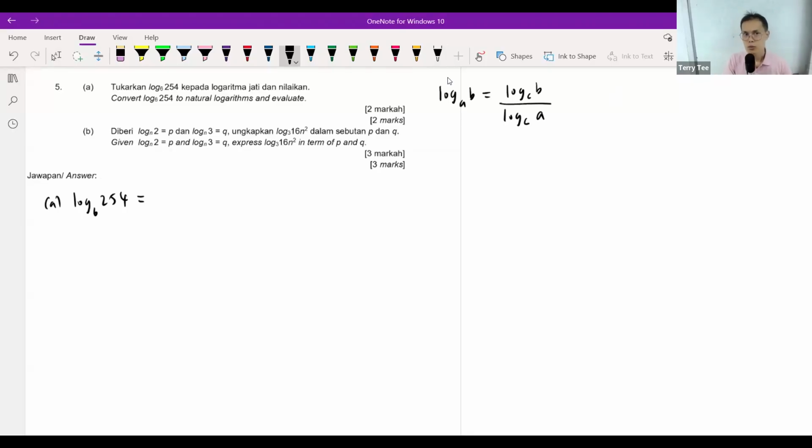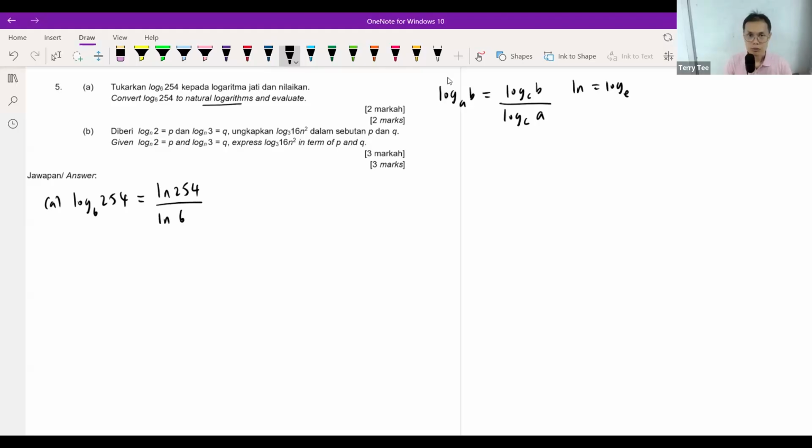So the question asks to change to natural logarithm. Natural logarithm is ln, or we write log base e. So normally we just use the short form ln. So you put a ln 254 on top, divide by ln 6. Yeah, your base is e.